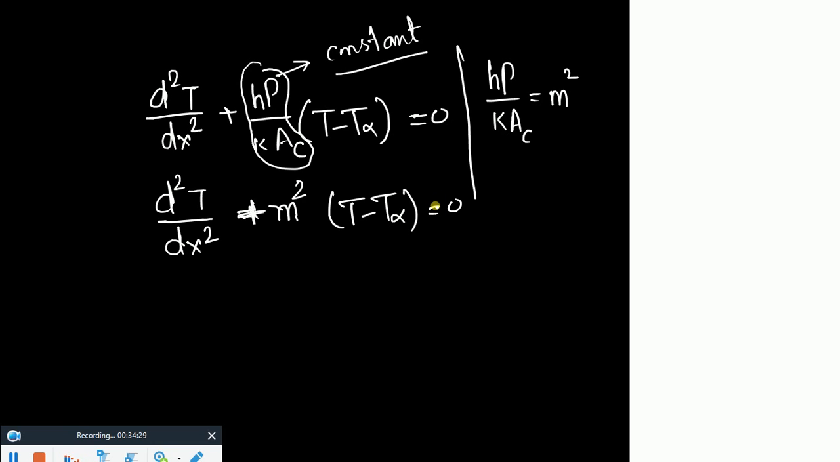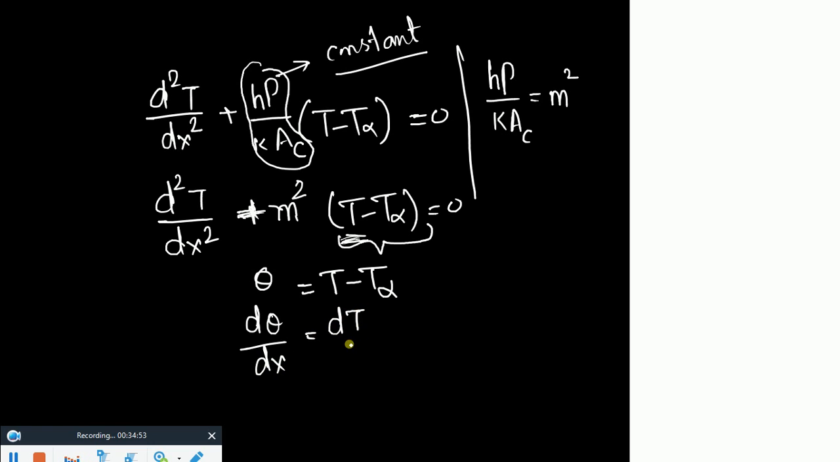Okay. Now, what is the unknown? Unknown is T. But we have something as a difference. If I introduce another variable and I say that theta is equal to T minus T infinity, what would be d theta by dx? And what would be d square theta by dx square? Is it understood? Very simple. Change of variable. You have been doing it in your calculus course.